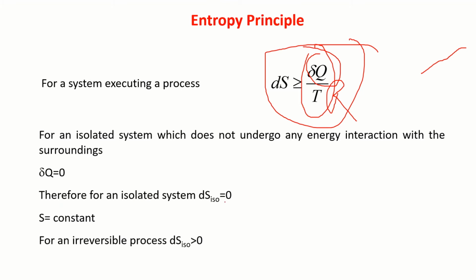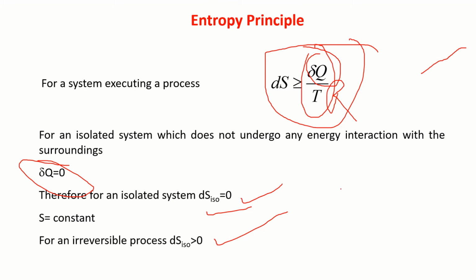In that isolated system, if it is reversible, delta S is 0, S is constant. For an irreversible process in an isolated system, you can see over here the entropy increases. For an isolated system which does not undergo any energy interaction with the surroundings, that is delta Q is equal to 0, then this will become greater than or equal to 0. If it is reversible, 0, irreversible, greater than 0.